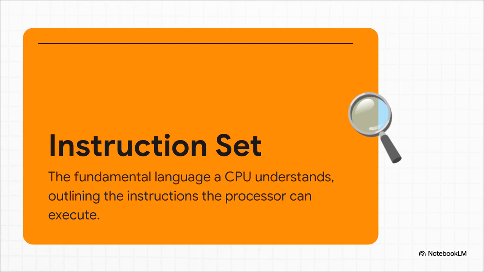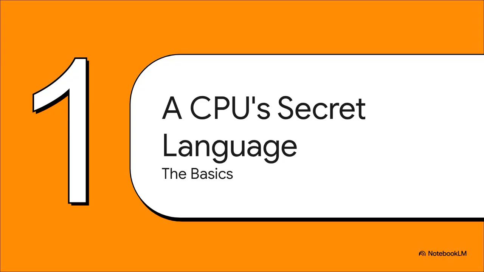Think of it as the most basic vocabulary a processor has. We're not talking about coding languages like Python or C++ here. Oh no, this is way more primitive. These are the commands that are literally hardwired into the silicon. Things like add this, move that, or compare these two things. So, if you really want to get why our gadgets work the way they do, you've got to understand this secret language they're all speaking.